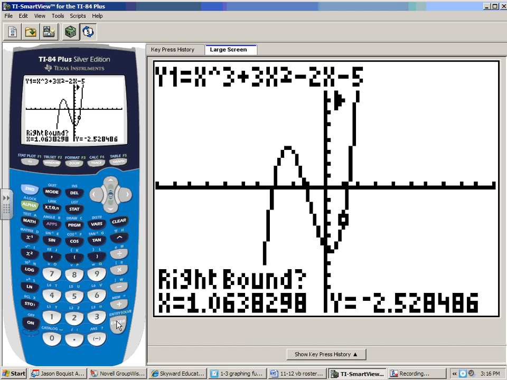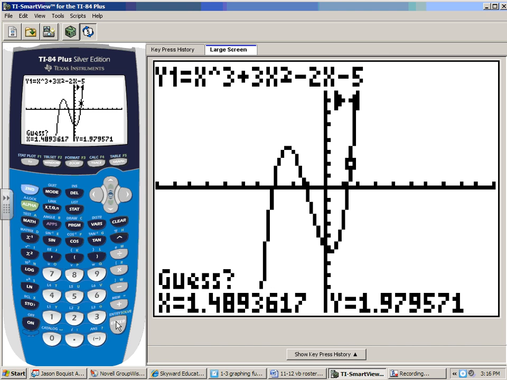It marked it. Well, right bound, that means go to the right of it. So get a little bit. Is that technically to the right of where my zero is? It's right here. Is that technically to the right of it? Yeah. So that's a good right bound. So I should probably hit enter. Now it's asking for a guess. Say, I don't know, right about there. That's about right, isn't it?